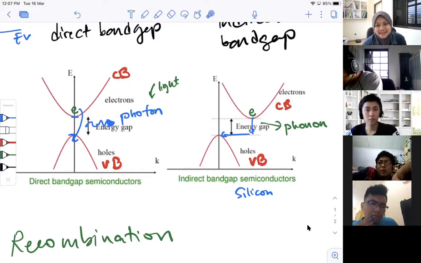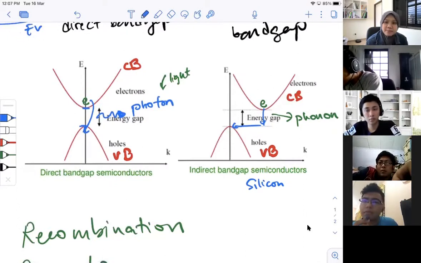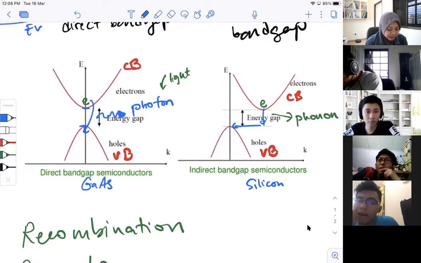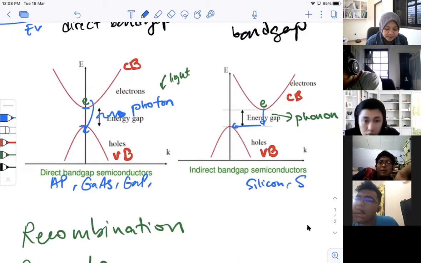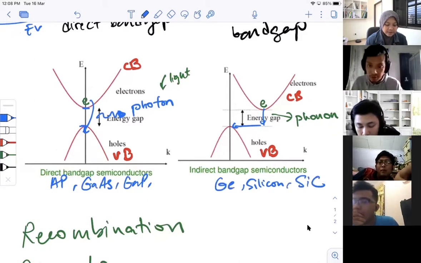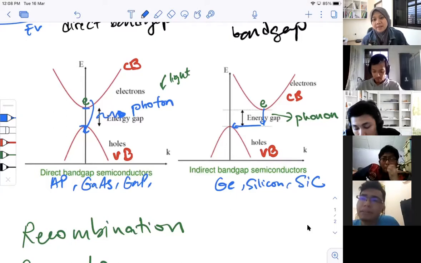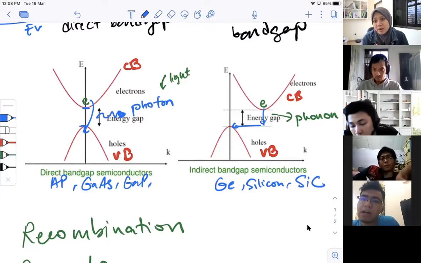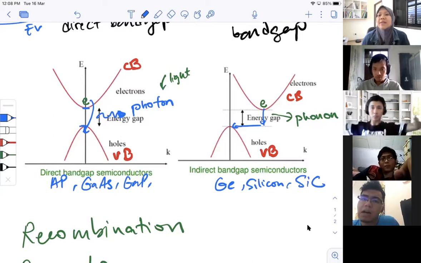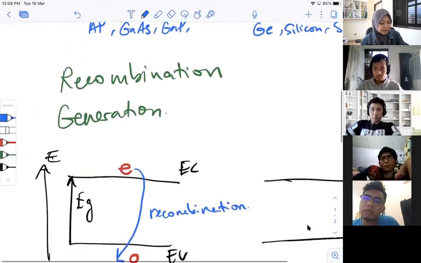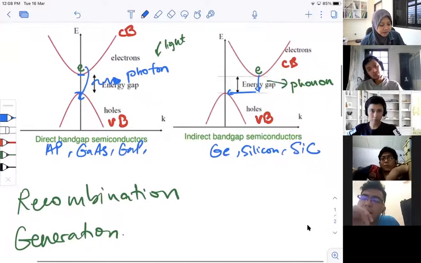Do you understand or not? So there are many examples. You can see from the diagram just now, many direct band gap materials: gallium arsenide, gallium phosphide, aluminium phosphide. Here, silicon carbide, germanium. So it depends on how the crystal structure was made. Allah created some materials to be direct and some to be indirect, which is alhamdulillah. If Allah didn't create direct band gap materials, we would not have LEDs now, right? So that's why semiconductor is very interesting. Now, any question here before we go to generation?